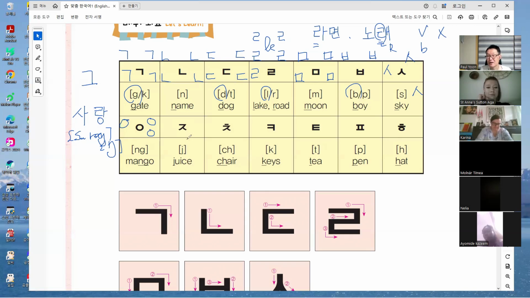Next, J sound. J. J. For juice, jungle, like J. One, two. Then, one, two. J. J. Right? For your information, there is no Z sound in Korean. There is no Z sound. Only J. Like that. Okay.